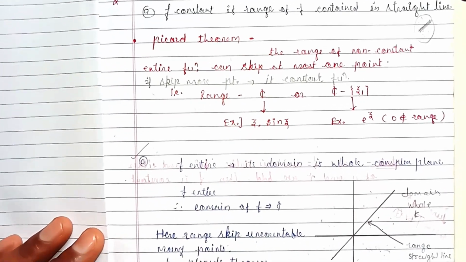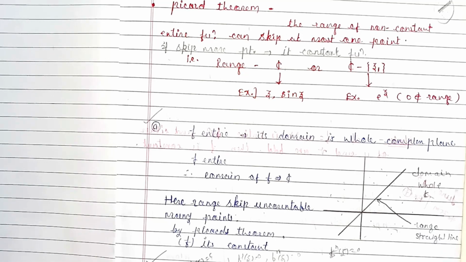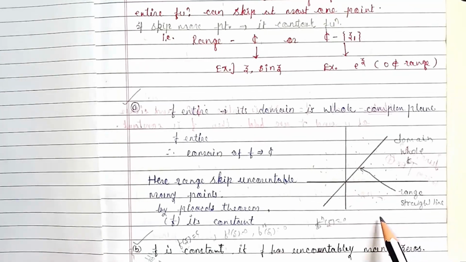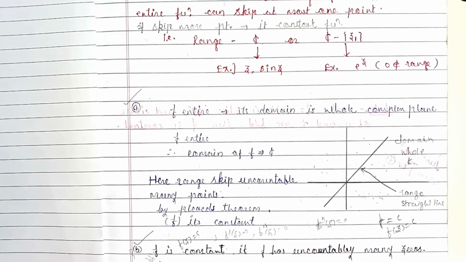Now let's start the second option: f is a constant if f has uncountably many zeros. Now you may select a simple counter example here. If I consider f to be a constant, like f equal to c, so f of z equals c here. Now, if f is constant, then it can have uncountably many zeros.